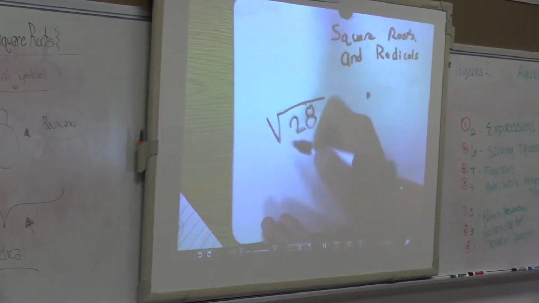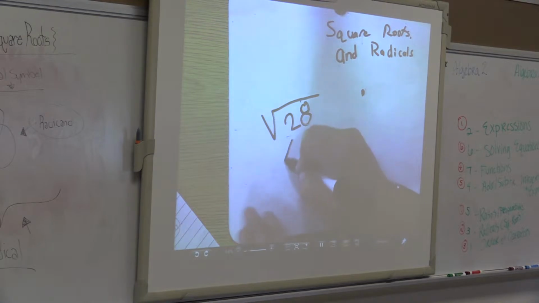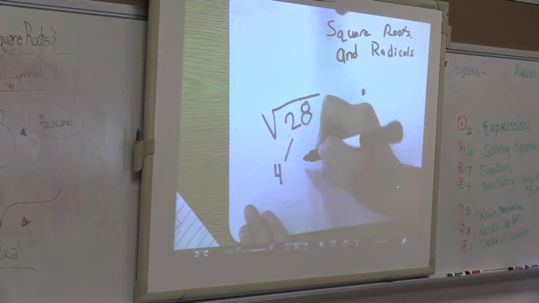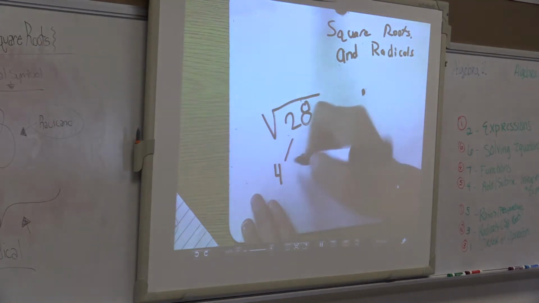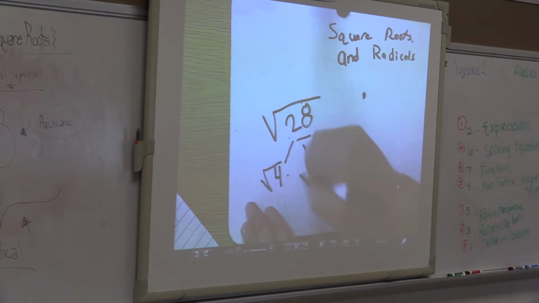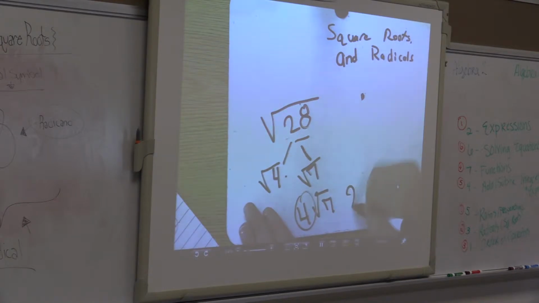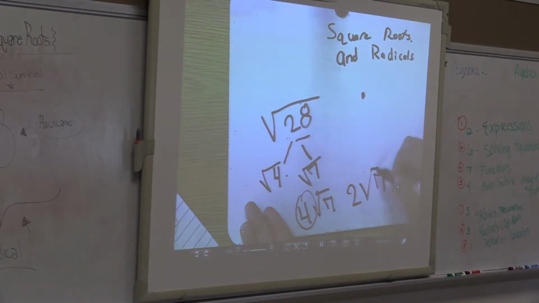This is how to find the square root of a number that isn't an exact perfect square. The first thing you do is find a number that is a perfect square, and then find a number that you can multiply by the perfect square to get the radicand. 4 times 7 would give you 28. So you'd have this. But the square root of 4 reduces down to 2, so the answer would be 2 square roots of 7.